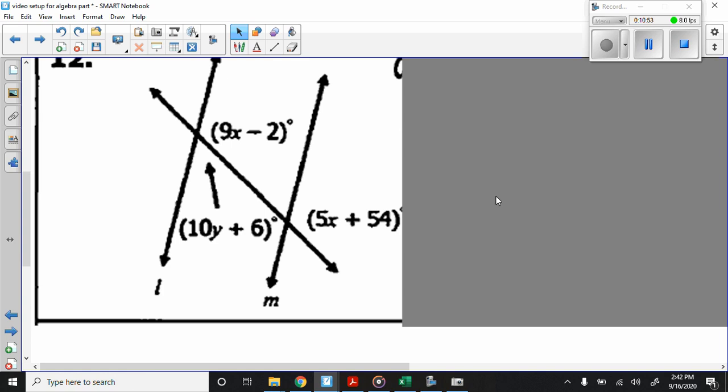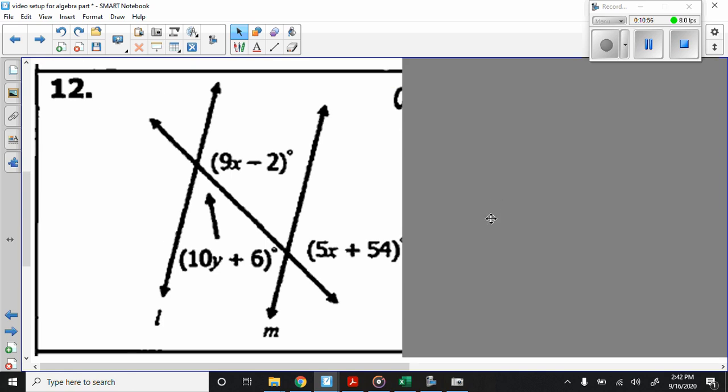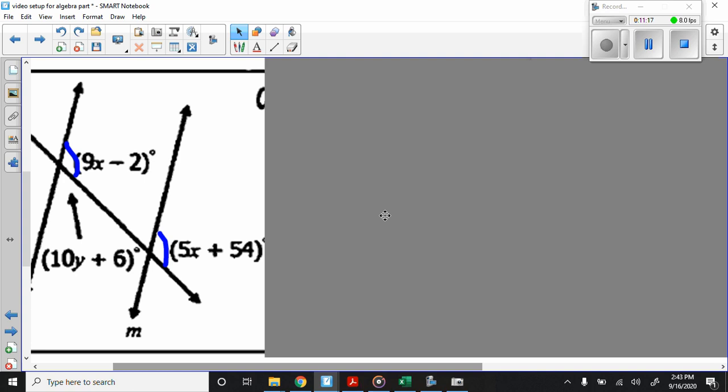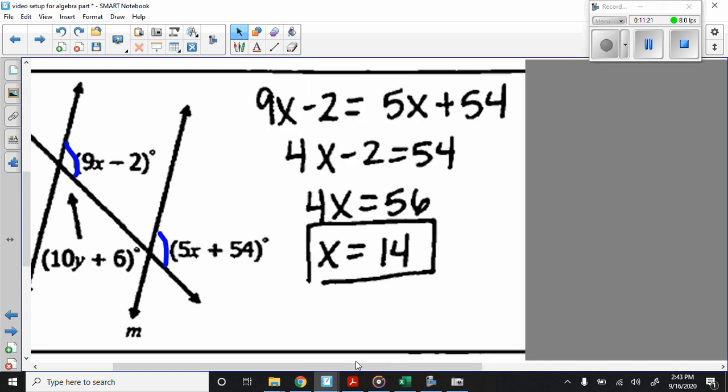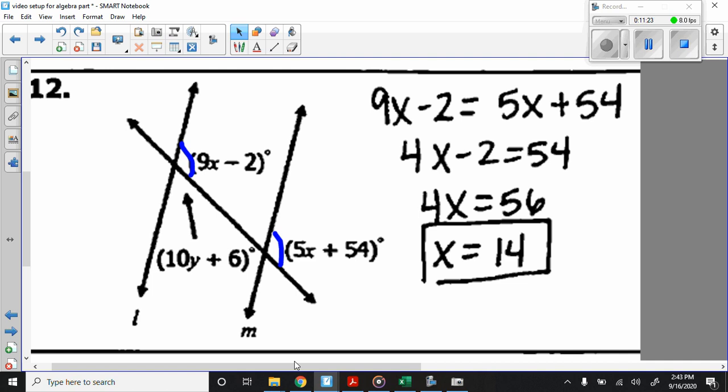Okay, so I'm going to let you try to pause this and see if you can come up with a game plan, or if you want to try it without me first. You can pause it. So what I did is I ignore y. I'm looking at my positions, top right, that's corresponding. I can make corresponding angles equal to each other, and that's what I did. So there's my process to get to 14. Needed that 14.